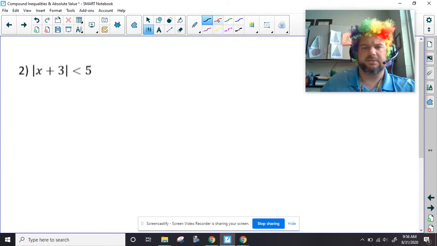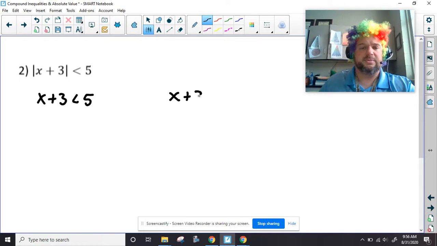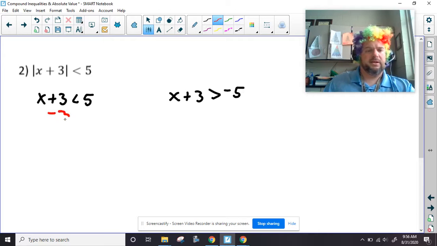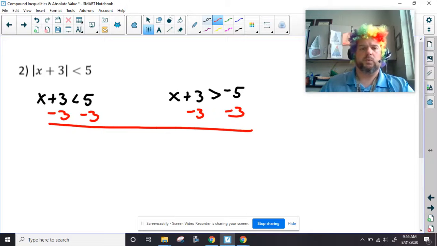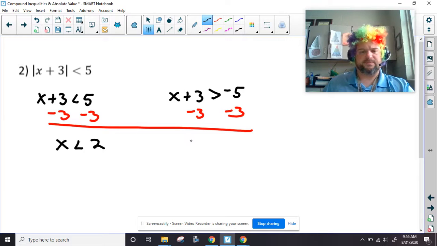Now, this one right here is very similar. We're going to have one problem that looks like what we have right here. Then we're going to have another one that still has everything in an absolute value. Y'all can't see, but I'm pointing at the screen as I write. I'm very intense this morning. I flip this and also do -5. So I just subtract. So I have x is less than 2 and x is greater than -8.